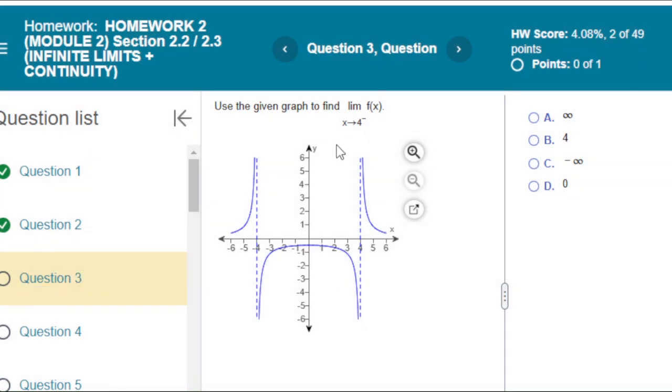Now this one is really the same function, but we have the limit as x approaches 4 from the left. So notice we're plugging in numbers a little less than 4. We're getting outputs that are going down, down, down, right, as we get closer and closer to 4 from the left. So plug in 3.9, 3.999, we're getting outputs that are way down here. So as we approach from the left, we get negative infinity.